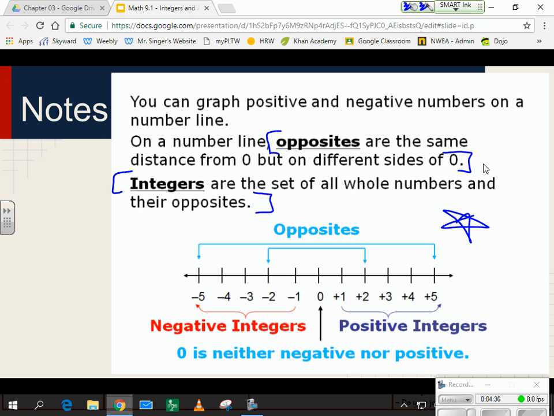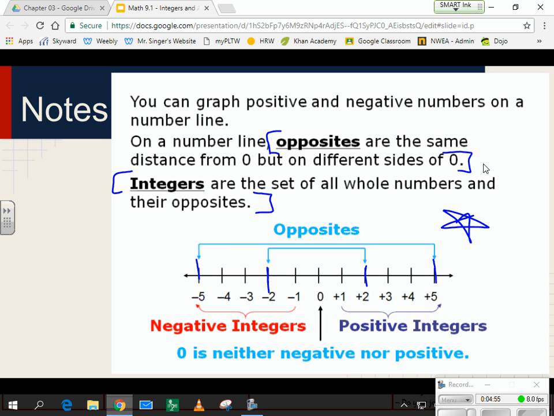And I have 2 examples of opposites here. We have negative 5 and 5. Those are opposites of each other because they are 5 spots away from 0 in both directions. The other example I have is 2 and negative 2. And those are 2 away from 0 on both sides, so they're called opposites.